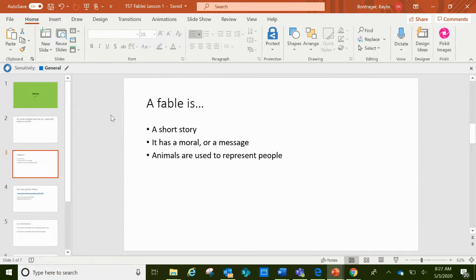For right now, I'm going to tell you what a fable is. A fable is just a short story. You will never see a fable that's long. And a fable has a moral or a message. Moral is just a really fancy word for message, like a central point, like a lesson to learn. And a fable also has animals that are used to represent people. You won't see people in fables, just animals that do the things that people normally do.